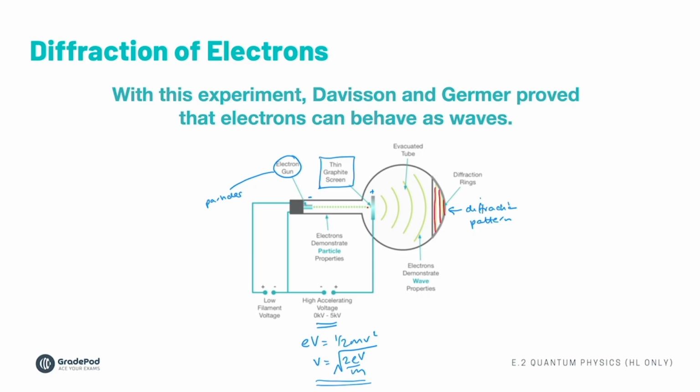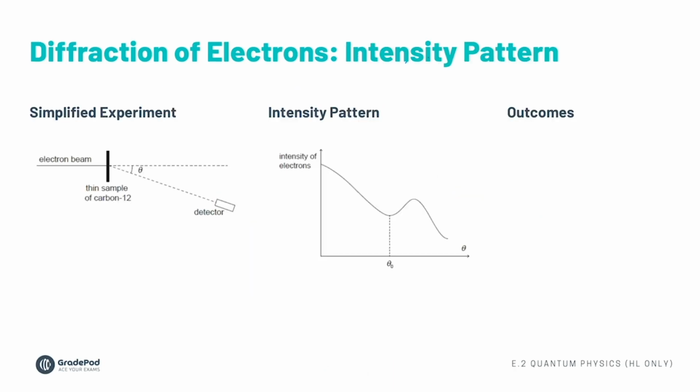And that was absolutely mind-blowing for Davisson and Germer, because what it proved was that electrons have wave-like properties. They can be treated as particles at certain times, and they can be treated as waves at other times. They have wave-particle duality.